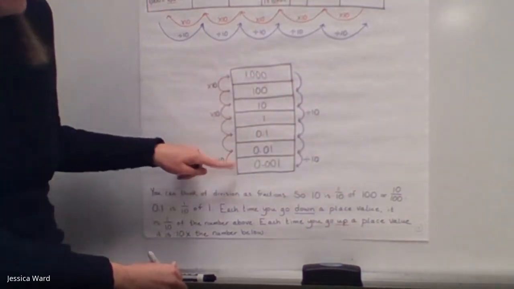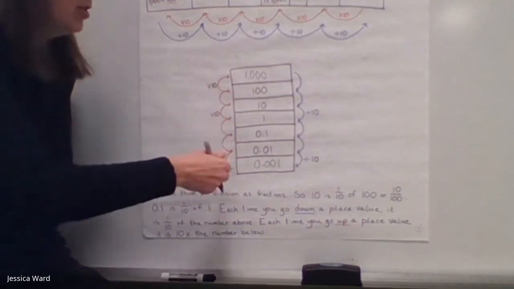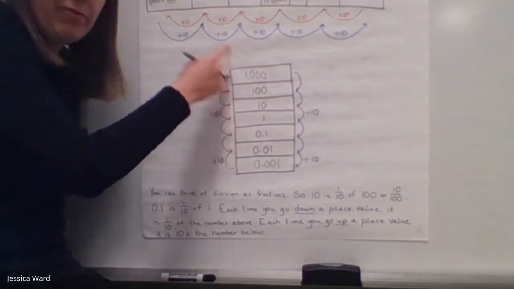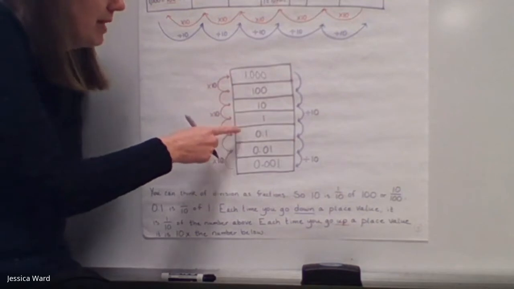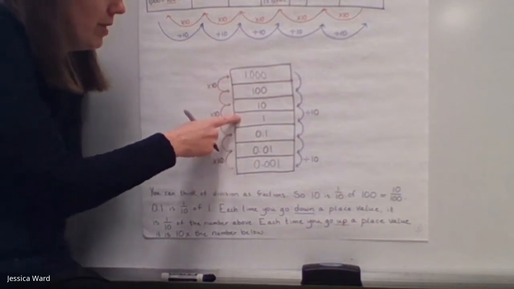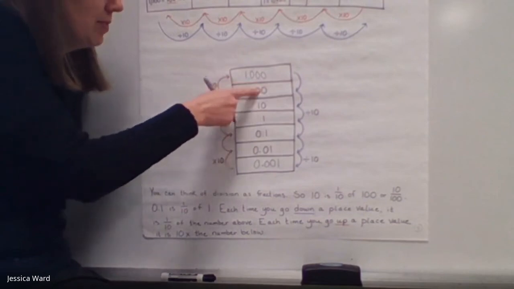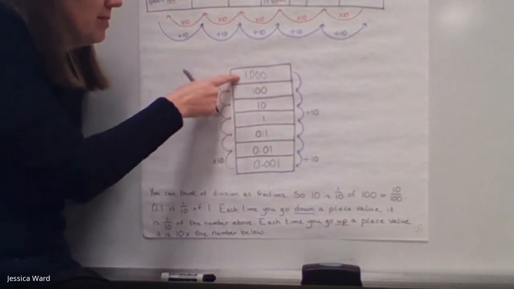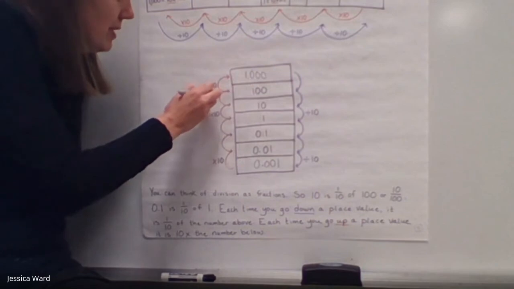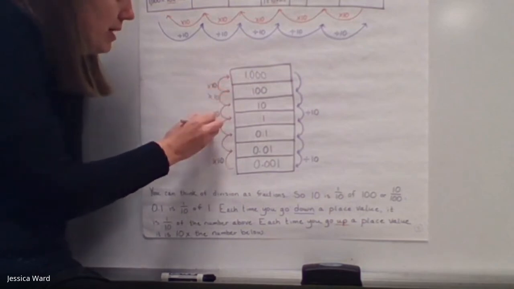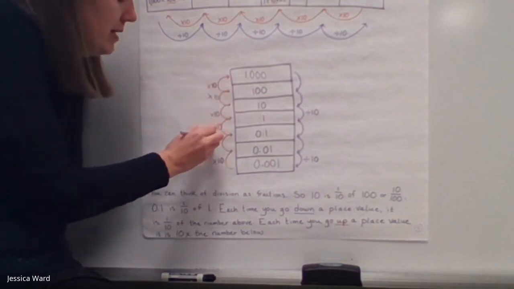Now let's say when I'm going up my ladder, I'm multiplying by 10 each time, right? So 1 times 10 is 10. 10 times 10 is 100. 100 times 10 is 1,000. So each of these is going to be multiplying by 10.